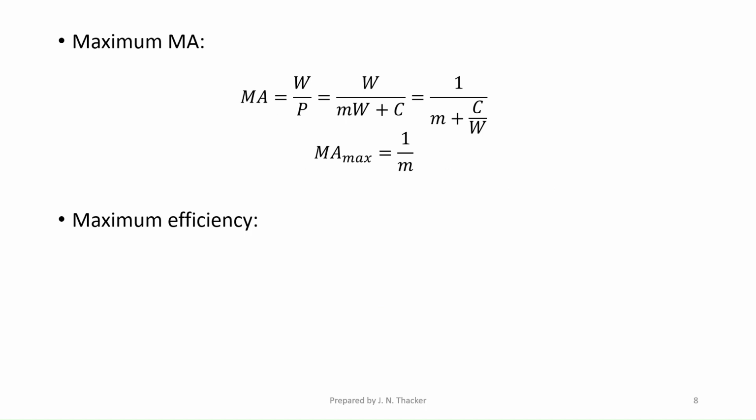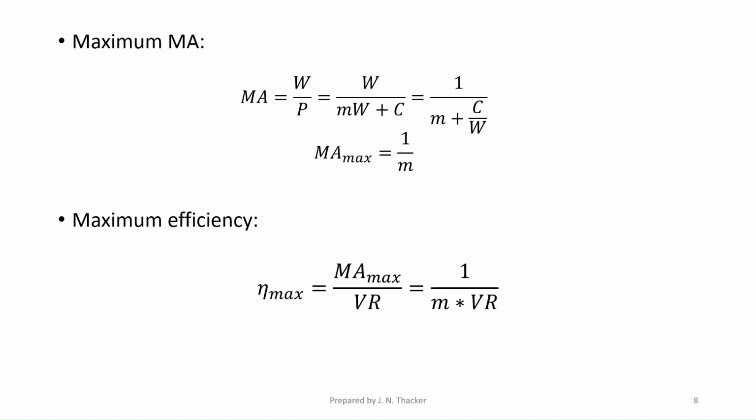Now the value of this C by W will be very less, because C is your effort lost in friction, which should be really small, and W is the total load lifted, which will be a bigger value. So C by W is a very small, negligible value. We will neglect that, and we will write maximum mechanical advantage MA max is equal to 1 upon m. Now this is an important formula to remember. MA max is equal to 1 upon m, where m is the slope of that P versus W line, or coefficient of friction.